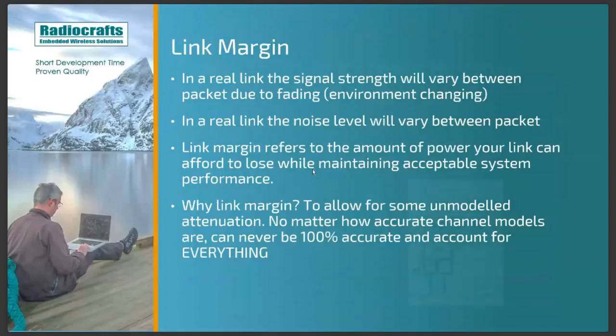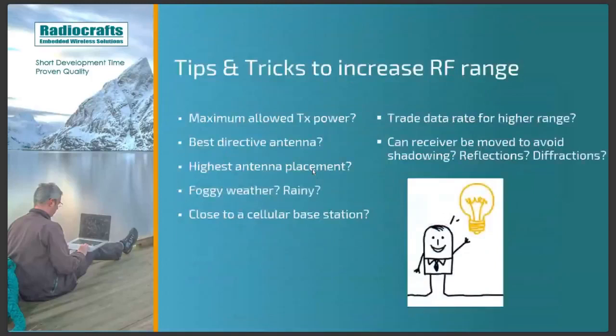So just to summarize the tips and tricks on how to increase RF range: make sure to use as much output power as you're allowed to, and possibly also a directive antenna. You have to think about antenna placement, high up, where it's free, so not inside cabinets and stuff like that.